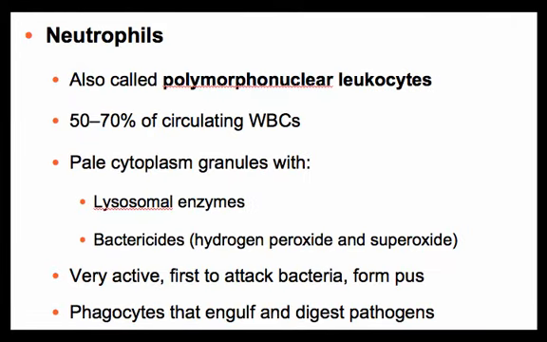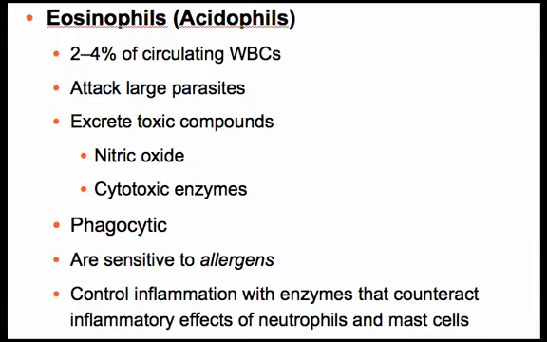Neutrophils make up 50 to 70% of circulating white blood cells, meaning they comprise 50 to 70% of all the white blood cells in blood. Their cytoplasm contains lysosomal enzymes and bacteriocides, both of which are toxic to pathogens. Neutrophils are very active and very fast, the first cells to attack bacteria. Neutrophils are phagocytes and will engulf and digest pathogens.